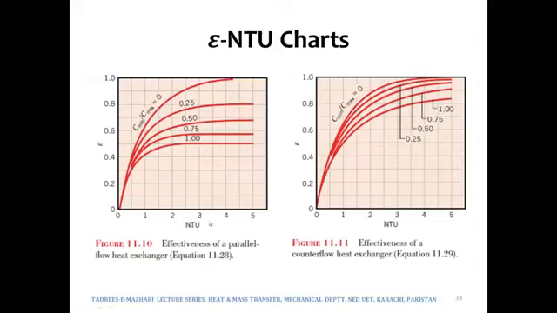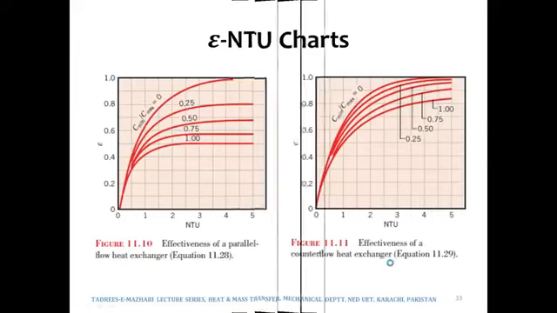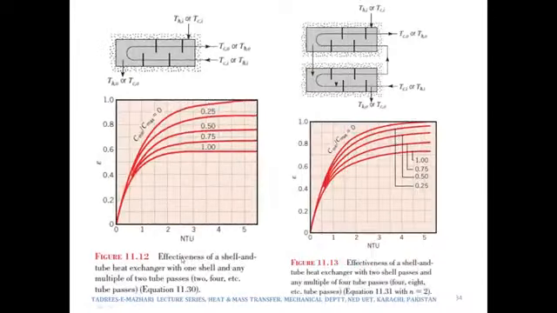So the first one, figure 11.10, is for a parallel flow heat exchanger. Similarly, the second one, figure 11.11, is for a counter flow heat exchanger, and this one is for a shell and tube heat exchanger with one shell and any multiple of two tube passes. This one.